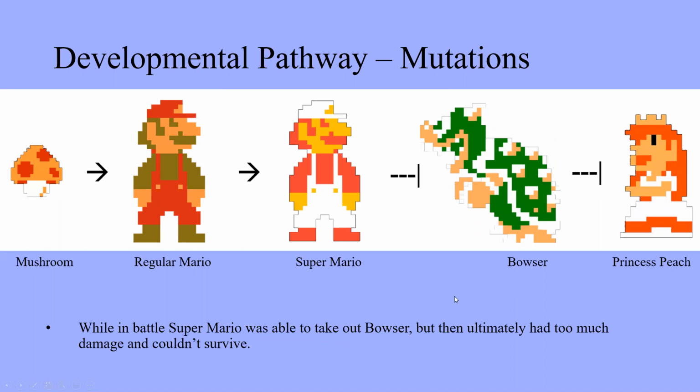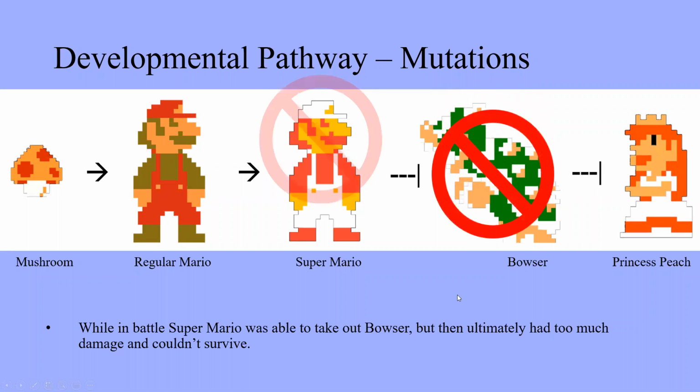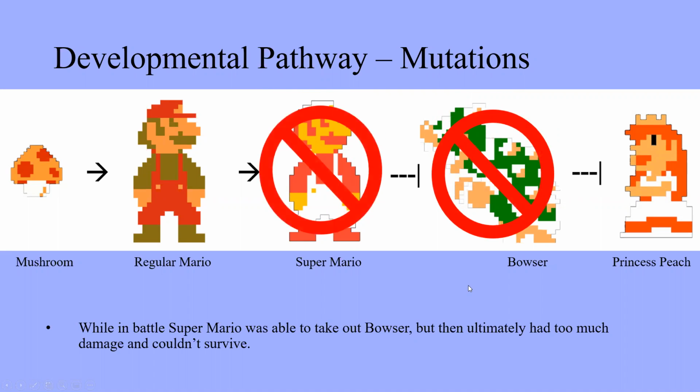We can also have double mutations. So for this one, while in battle, Super Mario was able to take out Bowser, but then ultimately had too much damage and couldn't survive. So now, not only is Bowser out of the pathway, but so is Super Mario. However, even though these two are missing, Princess Peach is still able to be saved by regular Mario since Bowser is not there to block her.